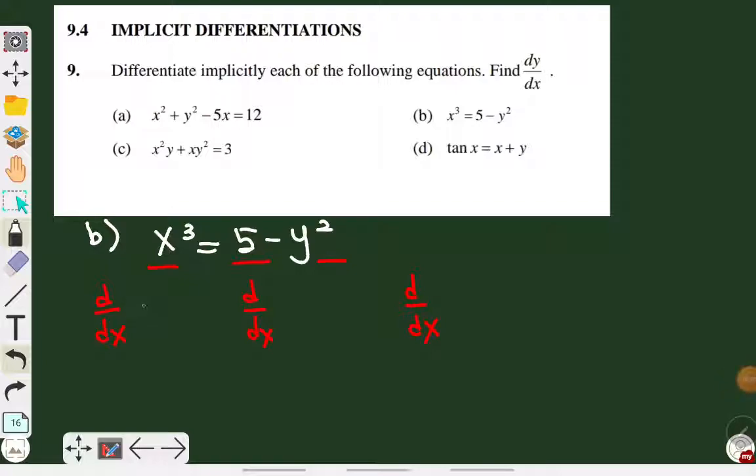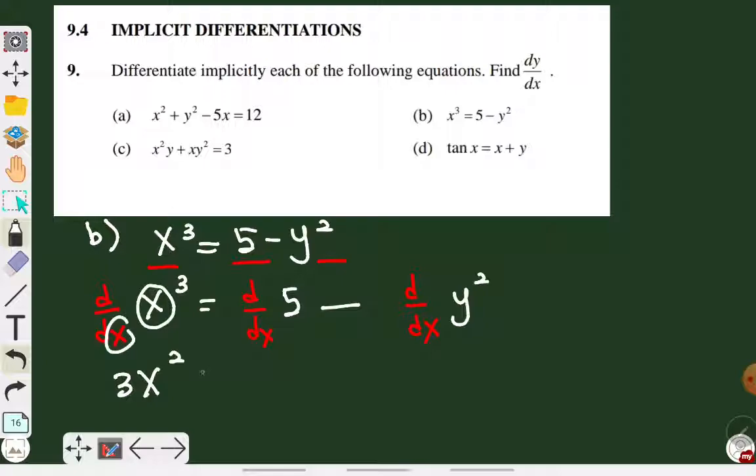Next, we have d over dx of x cubed equals d over dx of 5 minus d over dx of y squared. How do we differentiate this? This is the power rule, so that is equal to 3x squared. And look at this, the variable is x and x, so differentiating x with respect to x. And differentiating the 5, it becomes a constant, 0.